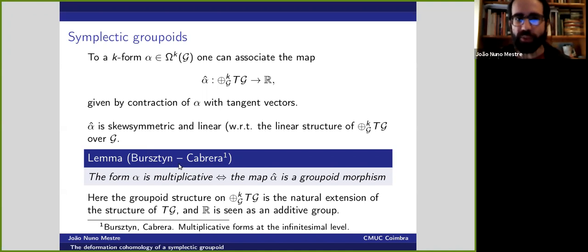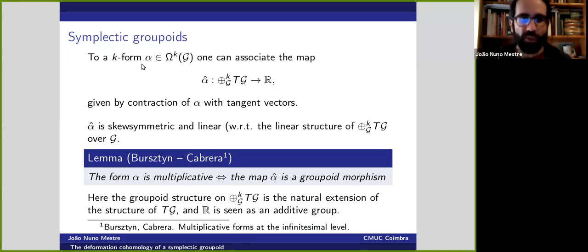Now we have a lemma from Enrique Agustin and Alejandro Cabrera that tells us that the form that we started with on G was multiplicative if and only if this map is actually a groupoid morphism, where, to make sense of groupoid morphism, of course, I need groupoid structures. Here, the structure on TG is simply the tangent of the structure of G. So TG is a groupoid over TM, where the multiplication is Tm, the source is Ts, we just apply T to all the structure maps. And the reals are taken to be a Lie groupoid simply as a Lie group. It's the Lie groupoid with one object with the addition.